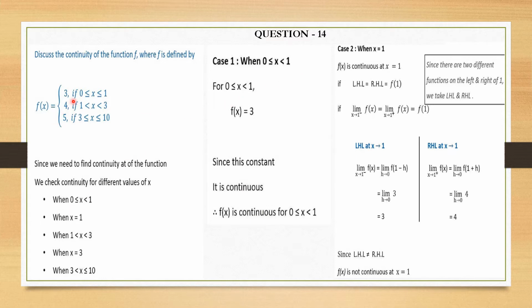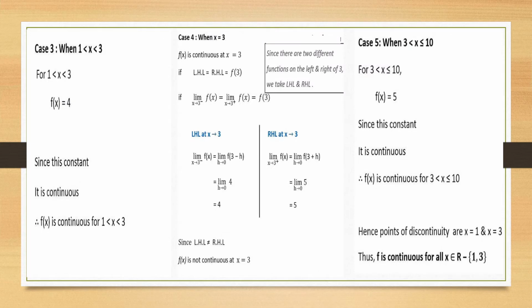Between 0 and 1 it is 3, a constant function, continuous. At 1 it is defined in different ways, so LHL, RHL and f of 1 will be used. LHL is whatever value you get by putting x as 1 minus h, and for RHL you put x as 1 plus h. As the function is defined as constant 3, there is no x to replace, so it is simply 3, and for the right one it is 4. As both are not equal, function is not continuous at x equal to 1.